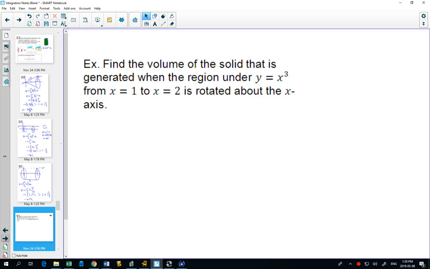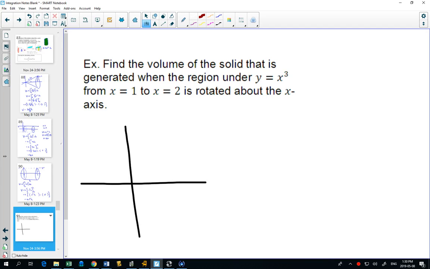So we're going to start with: find the volume of a solid that is generated under y equals x cubed from x equals 1 to 2 if it's rotated about the x-axis. Again, we need some skills in drawing, and we'll do some coloring skills just because it's fun. So, what does x cubed look like from x equals 1 to 2? It goes through (1, 1) and (2, 8).